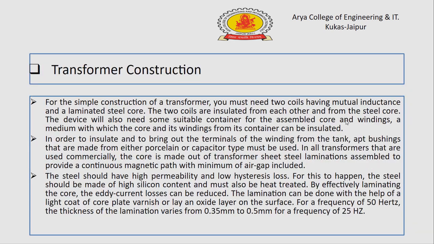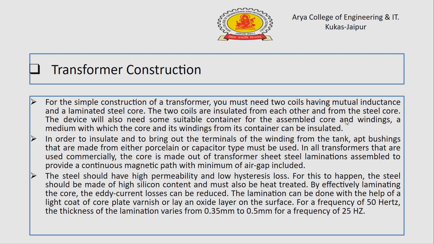Now the transformer construction. For a simple construction of a transformer, you need two coils having mutual inductance and a laminated steel core. The two coils are insulated from each other and from the steel core. The device will also need a suitable container for the assembled core and winding. A medium with which the core and its winding form its container can be insulated. Next, in order to insulate and to bring out the terminals of the winding from the tank, bushings that are made from either porcelain or capacitor type must be used.